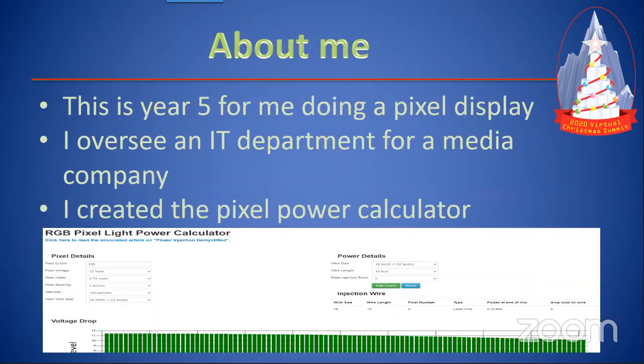A little bit about me. This is my 5th year doing a pixel display. For a living, I oversee an IT department for a media company. And if anyone's ever used the Pixel Power Calculator, I created that many years ago, actually to help my display, and I'm glad it's helping others.